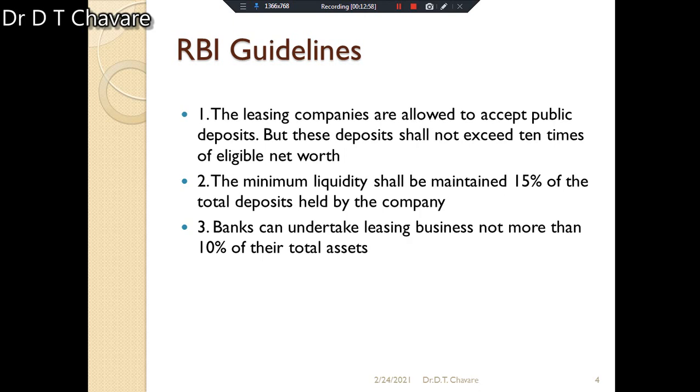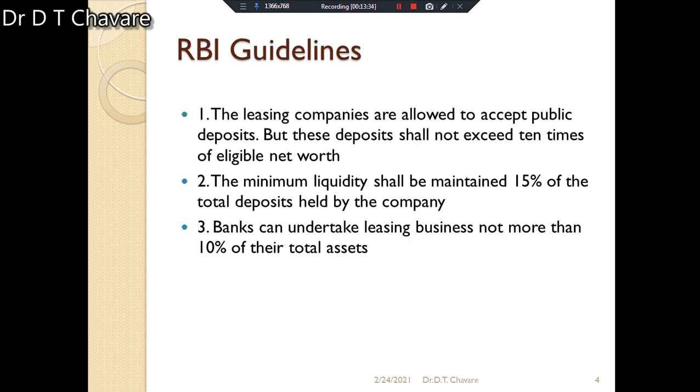The first guideline is that leasing companies are allowed to accept public deposits. It means such leasing companies are given permission to accept public deposits, but those deposits shall not exceed 10 times of eligible net worth. There is a restriction: such deposits shall not exceed 10 times of eligible net worth. You should calculate 10 times the net worth.